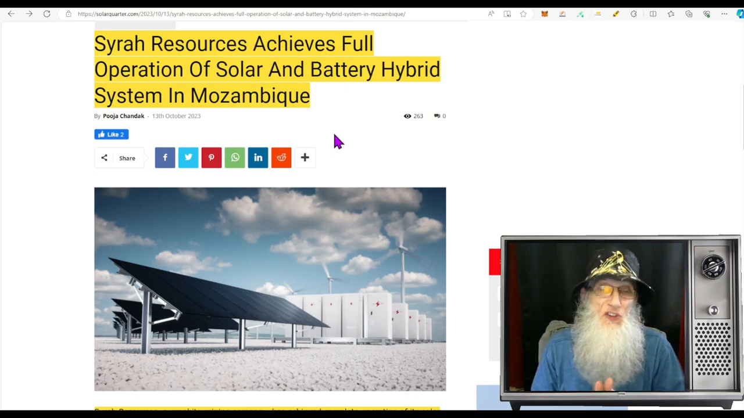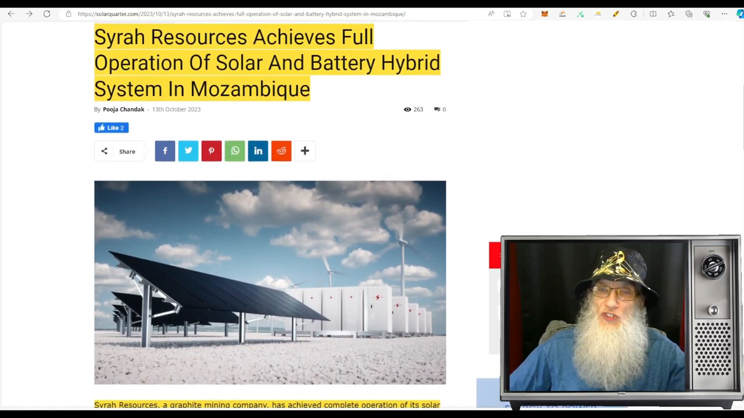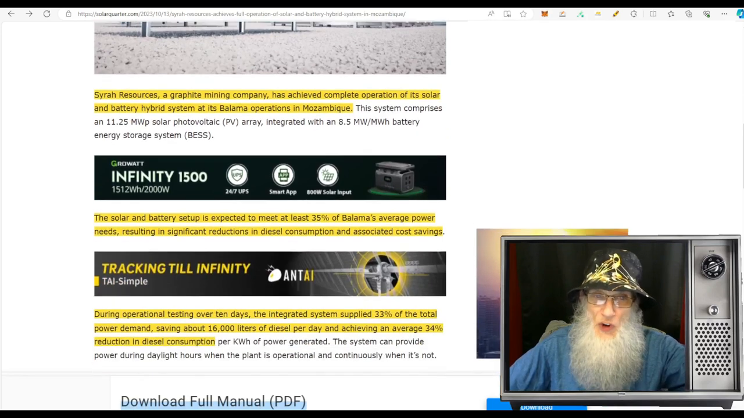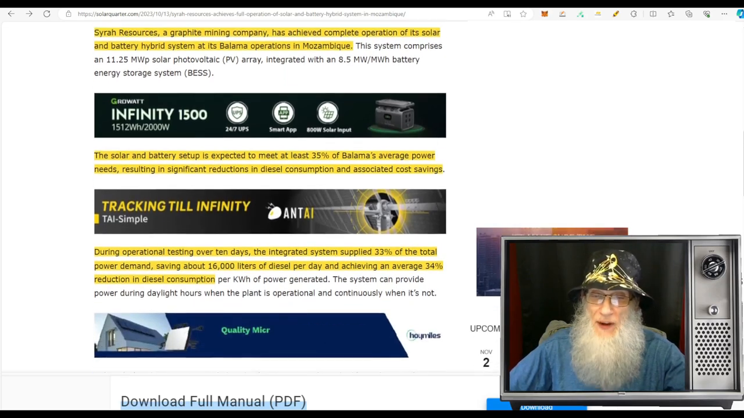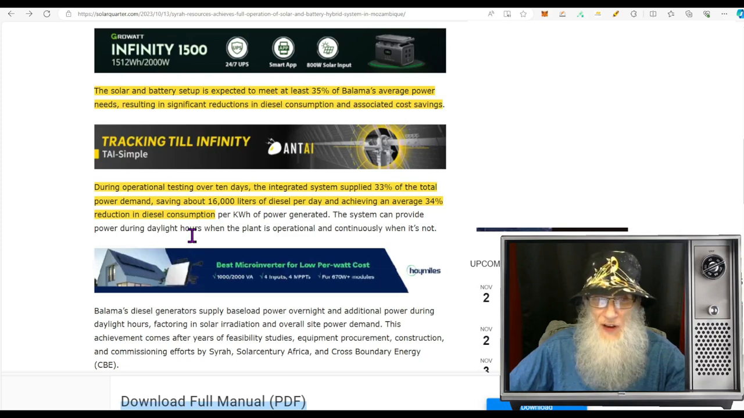It's good to see the company is moving forward. This came out October 13th. Sierra Resources achieves full operation of solar and battery hybrid system in Mozambique. Sierra Resources, a graphite mining company, has achieved complete operation of its solar and battery hybrid system at its Balama operations in Mozambique. The solar and battery setup is expected to meet at least 35% of Balama's average power needs, resulting in significant reductions in diesel consumption and associated cost savings.